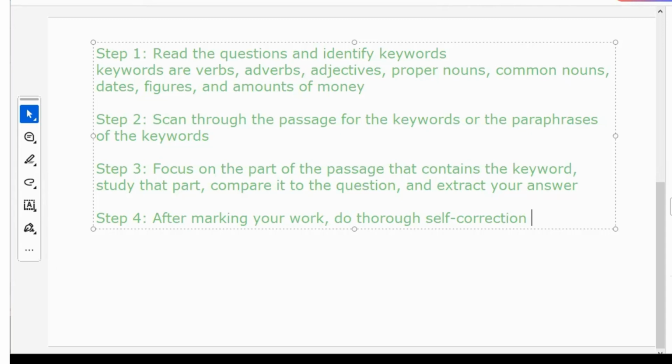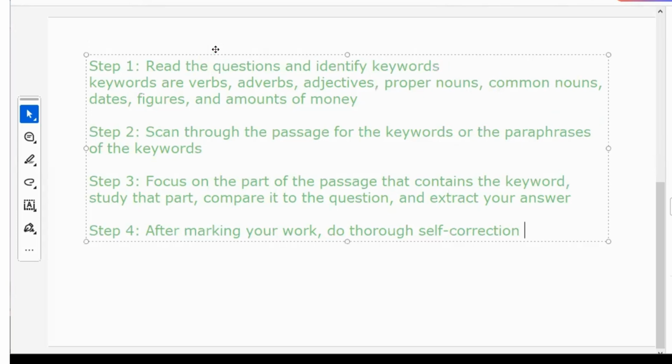So step 4 is extremely important. Step 4 is the one that will help you to improve your scores. If you don't do self-correction after your reading practices, you are doing yourself a lot of harm, a lot of disservice. So after every practice, you must do self-correction. So I'm going to go through these 4 steps. And if I get any question wrong, you're going to see me do self-correction.